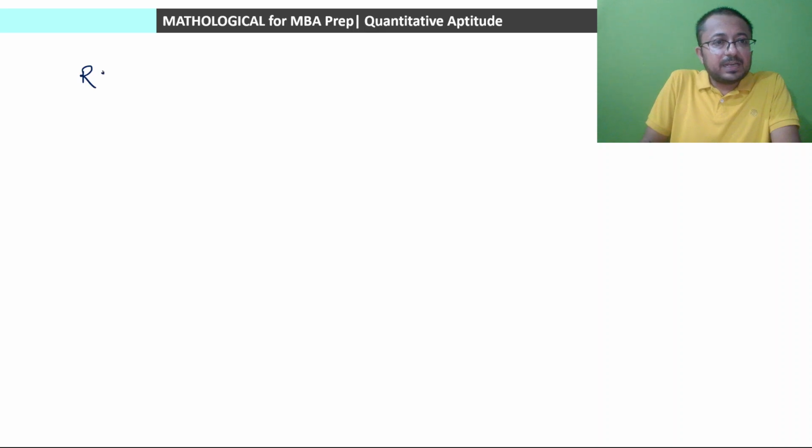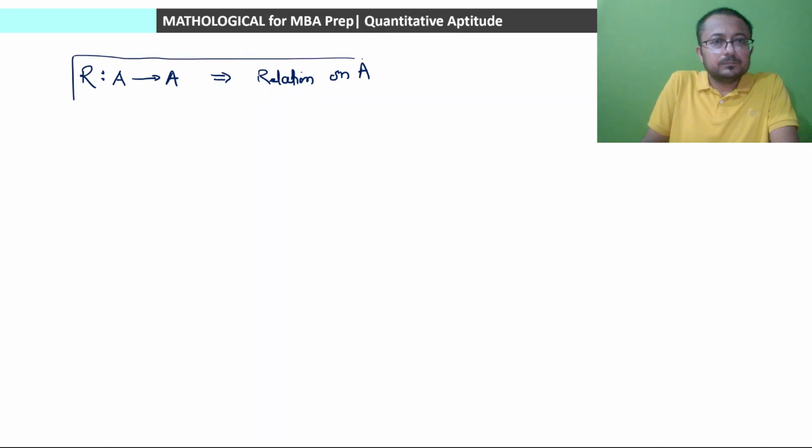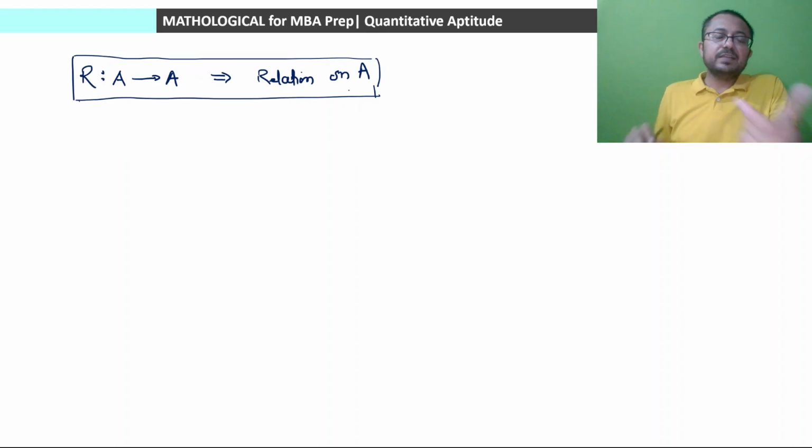we can have a relation from a set A to the same set. ठीक है, from set A to set A. Now this is known as relation on A. Where the two sets, from set A to set A, both sets are same. In that case, that is said as relation on A.